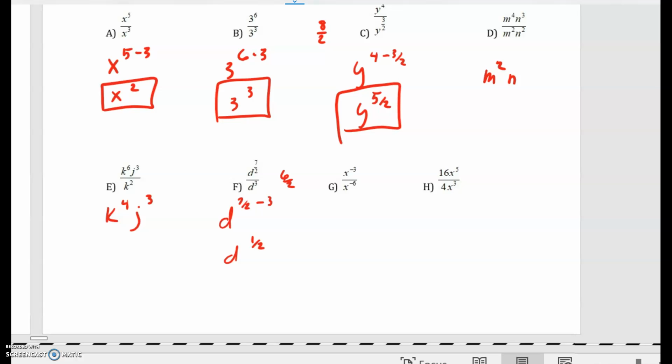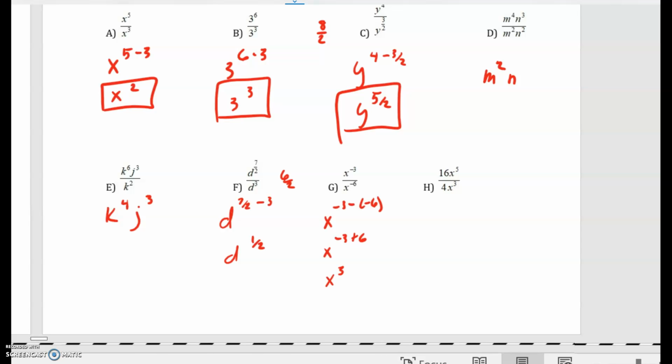All right, letter G. Now we've got negative exponents, but don't let those confuse you. The rule is to subtract the exponents when you're dividing. We are dividing, so let's subtract the exponents. X to the negative 3rd minus negative 6. Well, we know when we're subtracting a negative, that means addition. So really, this is x to the negative 3rd plus 6, which is x to the 3rd.